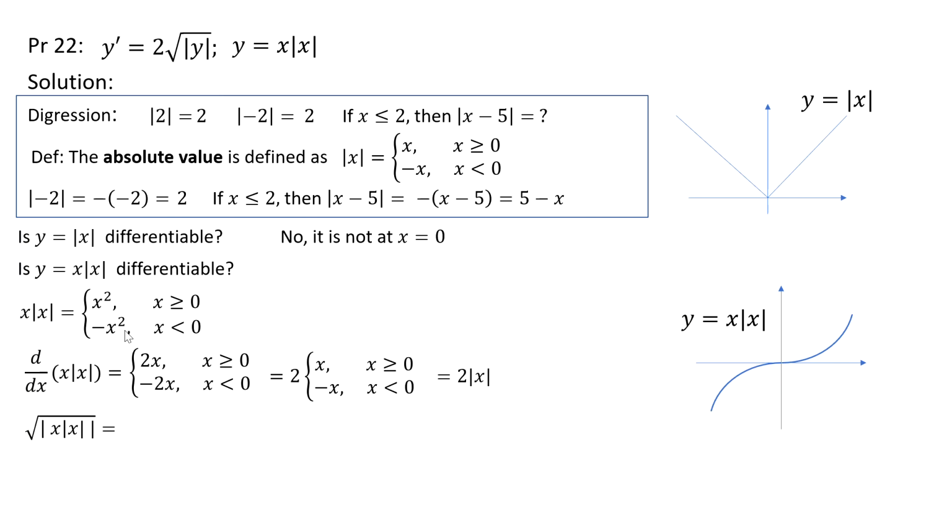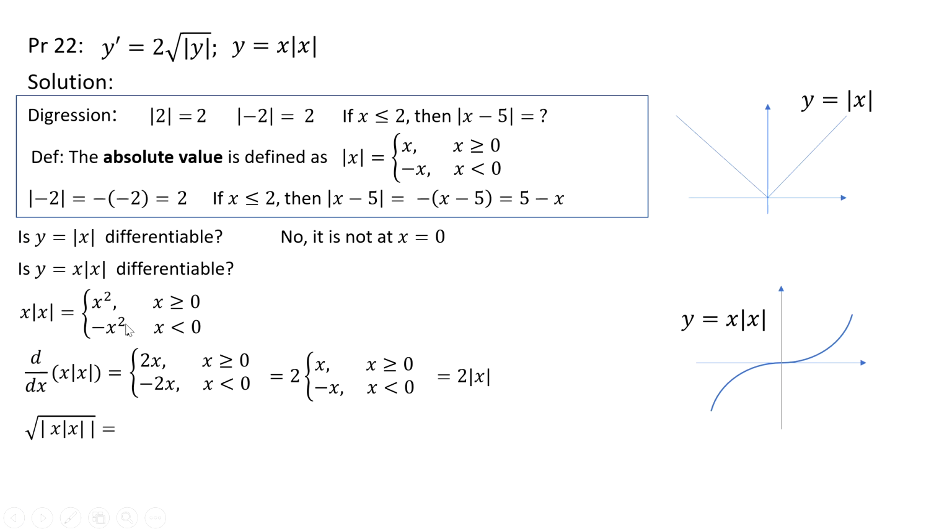Is negative x squared guaranteed to be negative? Yes, because no matter whether x is positive or negative, x squared is always positive. So negative x squared is always negative. So the absolute value of negative x squared would be the negative of the quantity, the negative of negative x squared. In other words, that's x squared.